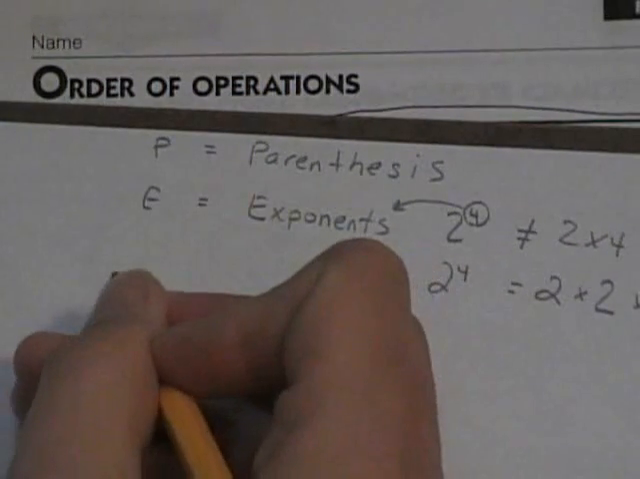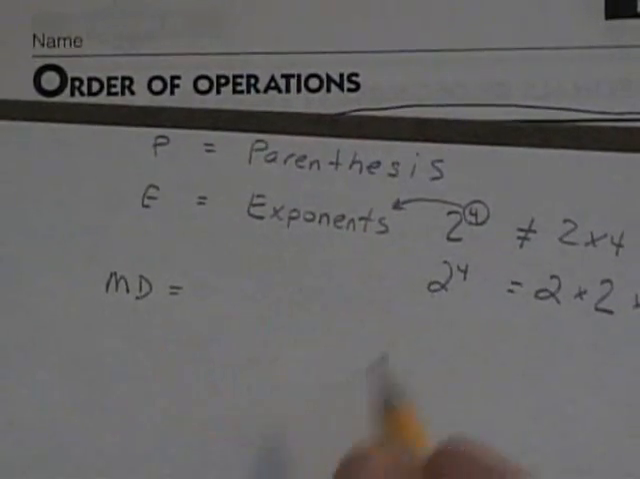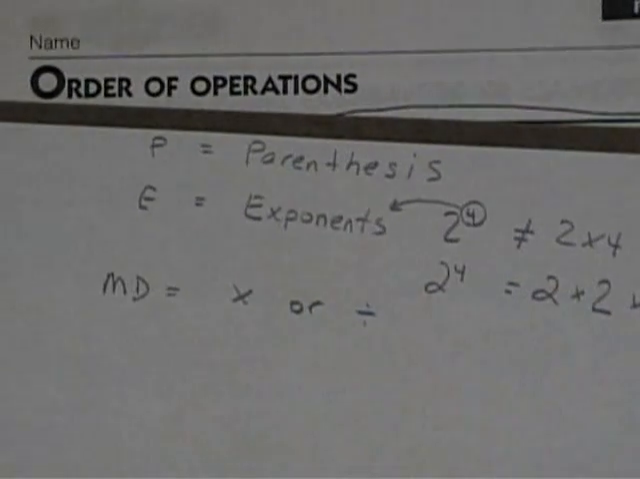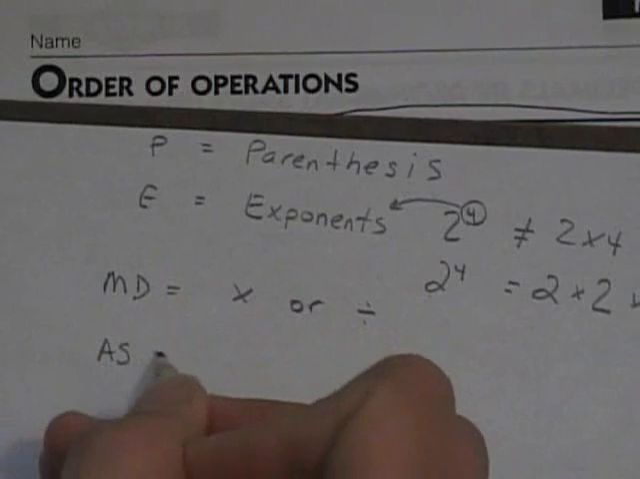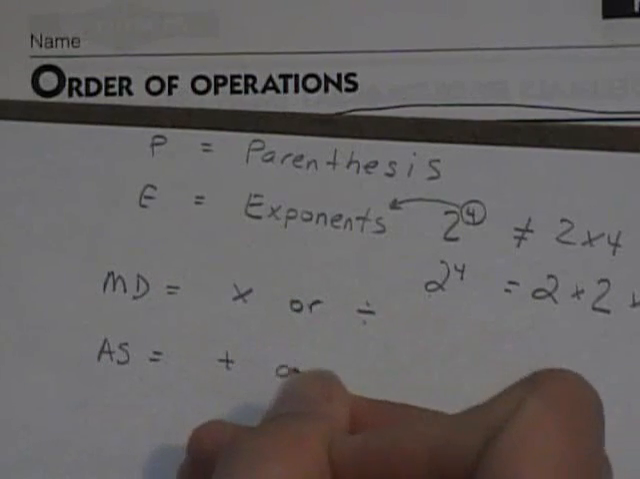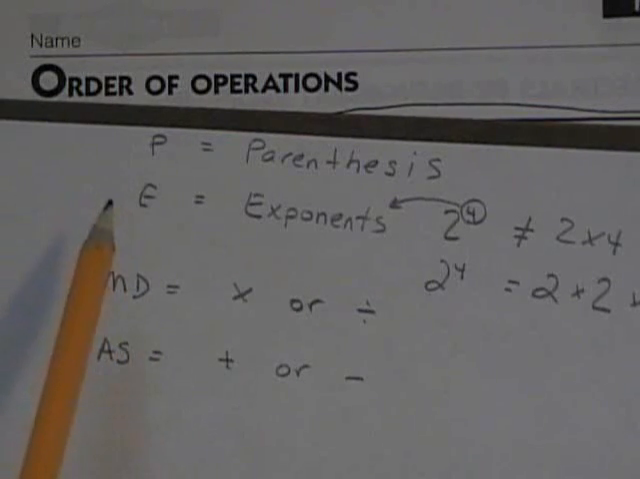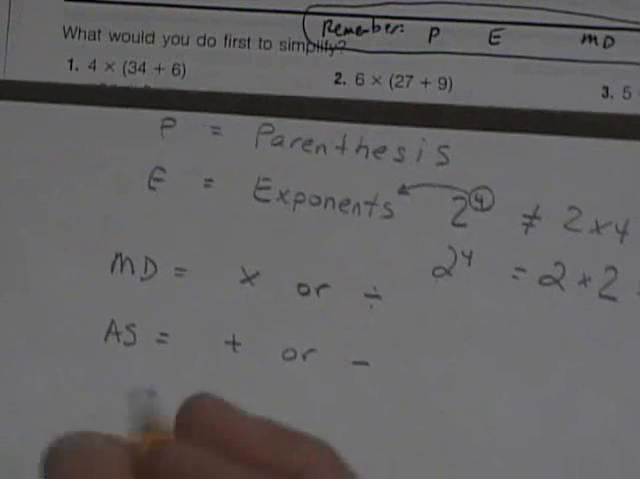The next thing you have to remember is that after you've taken care of these two, then you do your multiplication or division, whichever you see first from left to right. And the last thing you'll do is addition and subtraction. Again, whichever you see first, going from left to right. So if it says subtract, you'll subtract, and if it says add, you add. Okay.